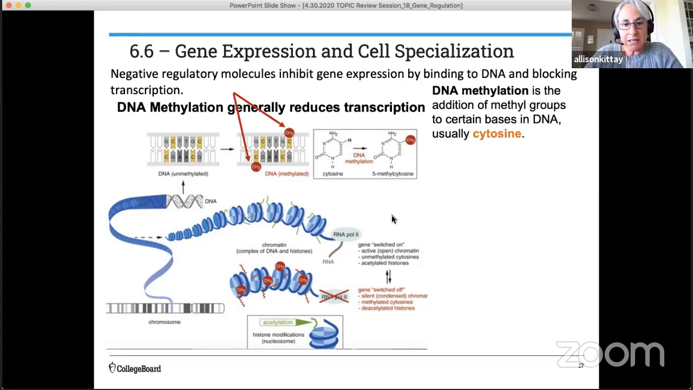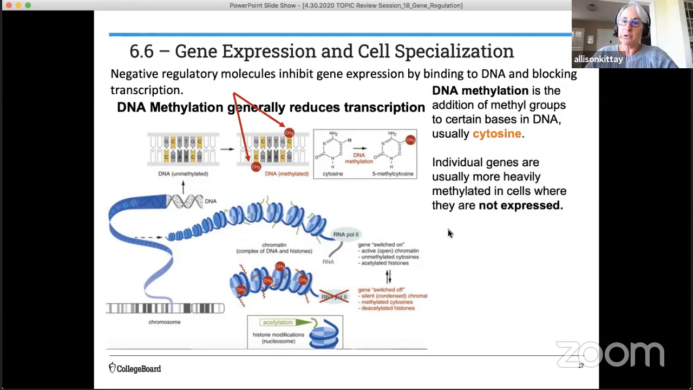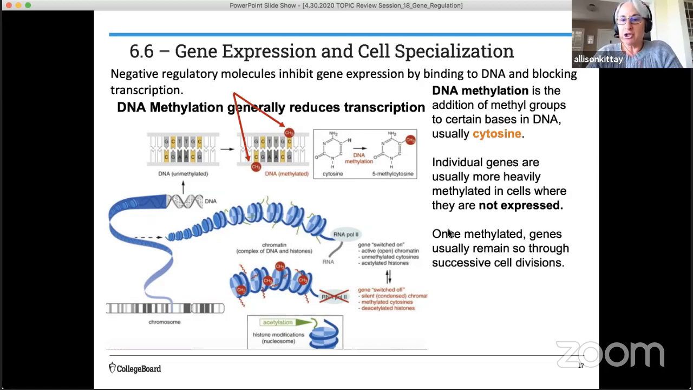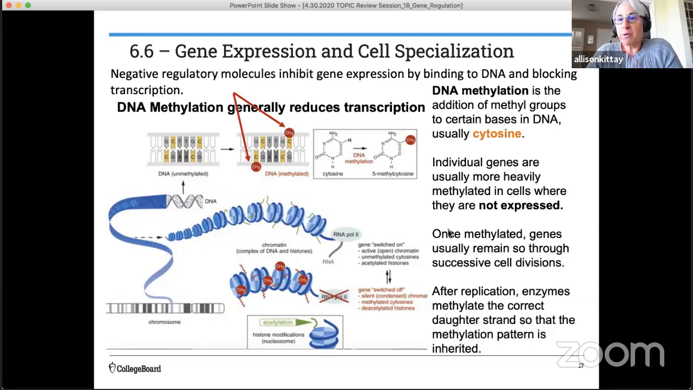And what will happen is in this actual methylated piece of DNA, it actually restricts RNA polymerase from binding, okay? And then without that methylation, you can see that RNA polymerase has more access to the DNA. So individual genes are usually more heavily methylated in cells where they're not expressed, right? That makes sense because they're harder to get to. Once methylated, genes usually remain so throughout successive cell divisions. And so after replication, enzymes methylate the correct daughter strand so that the methylation pattern is inherited.